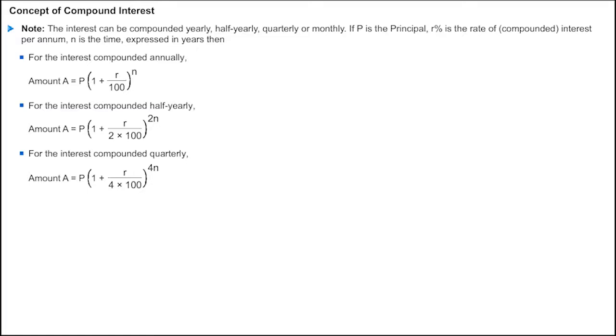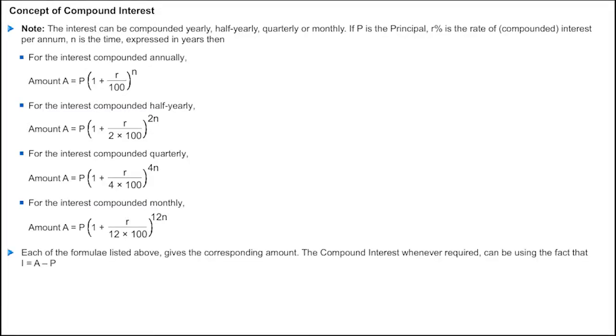So, if your n is 2 years, how many times is interest calculated? 4 into 2, 8 times. For the interest compounded monthly, amount is equal to P into (1 plus R upon 12 into 100) whole raised to the power 12n. That is, using this formula, you can find out the amount when compounded monthly.